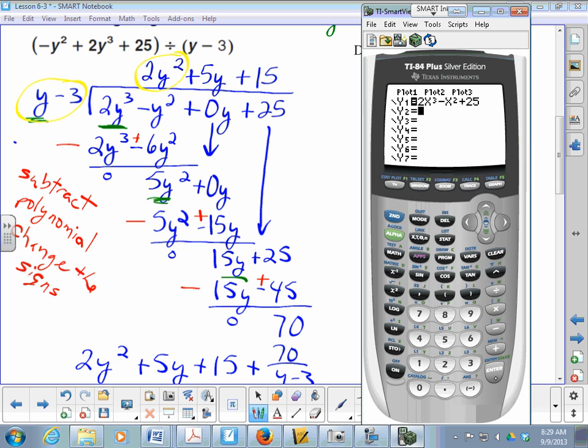And in y2 then, we're going to put in parentheses our divisor, x minus 3. And then another left parenthesis and put your quotient in there. So 2x squared plus 5x plus 15 plus. Now this is the tough part here, okay? But it's not so much because you have a really nice calculator, okay? Press alpha and y equals.